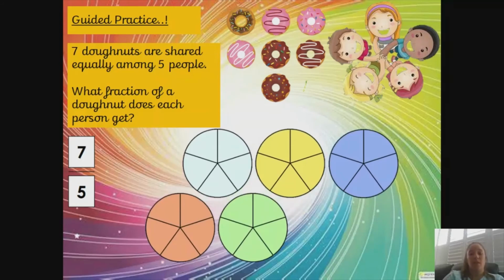Okay, so these are our donuts. Okay, 1, 2, 3, 4, there's 5 donuts here, because we can make one group of 5 in 7. However, we've still got 2 donuts left. So far, each of these children have got 1 donut each. We've got 2 left. Okay, so that's the 1 each that they've got. So they've got 1 whole colour each. And each of these have got 5 segments, okay, because they're fifths, because this is what we're dividing by.